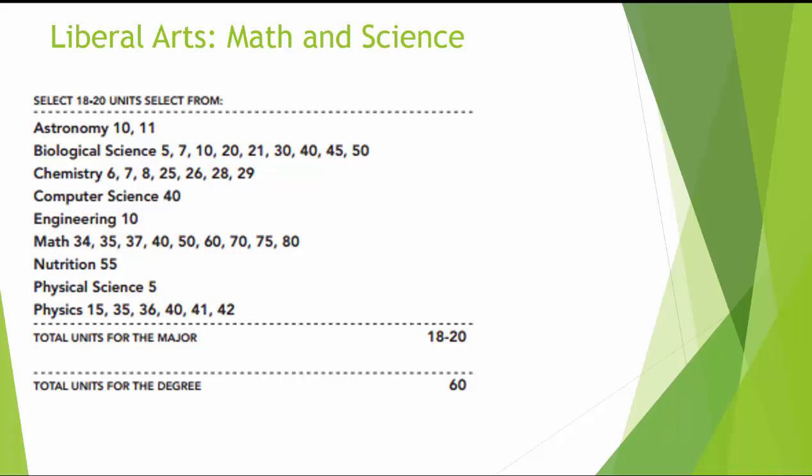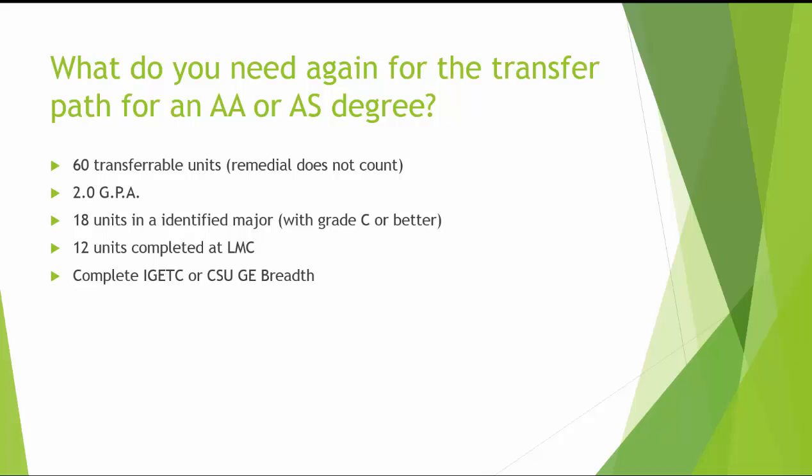In order to receive your AA degree, you will have to complete the following. Complete 60 transferable units with a cumulative grade point average of 2.0 or higher, with at least 12 units completed at LMC. Complete the specific LMC major requirements listed in the college catalog with a grade C or better. Complete the IGETC or the CSU GE Breadth.